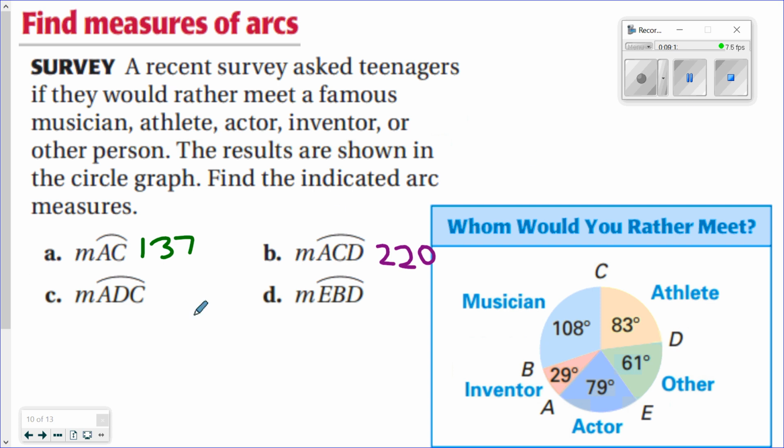Next, we're going to find the measure of arc ADC. So we have a major arc here because there's three letters. So from A, we're going to go this way, to D, C. So I need to add up these measures here. And when I do so, I end up getting 223.